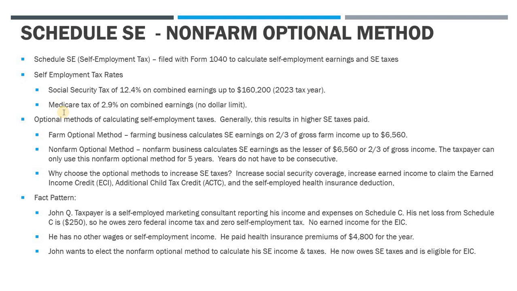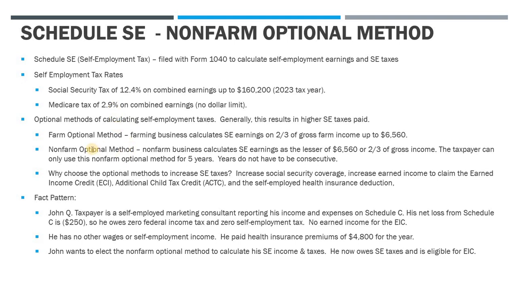So the self-employment tax is a 15.3% rate, and there's two components, right? So we have the Social Security tax, which is 12.4% on your earnings up to $160,200, and this is the ceiling limit for the 2023 tax year. Medicare taxes of 2.9% are assessed on all those earnings, and there's no dollar limit, right? So if you had $2 million of Schedule C net income, you'd pay 2.9% on the entire lot.